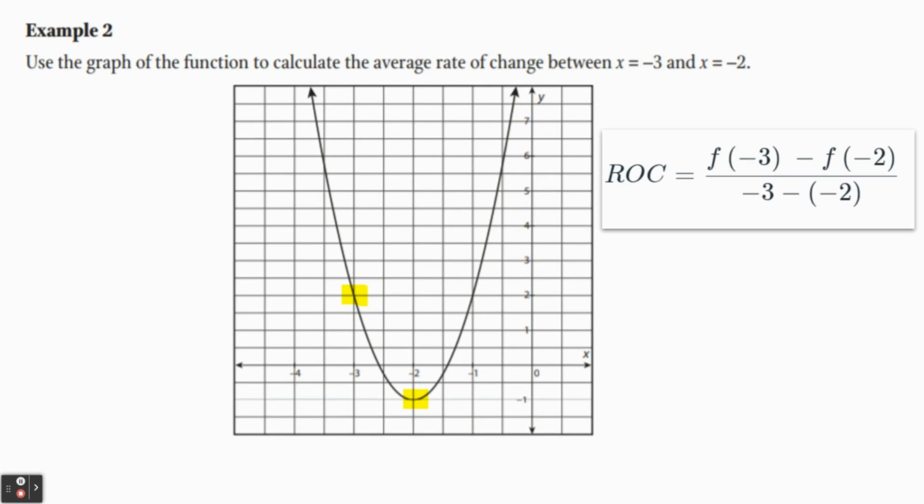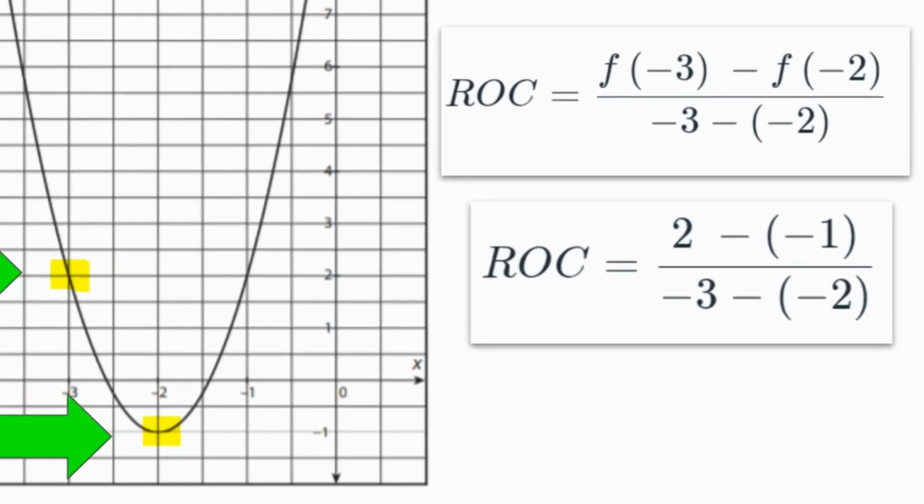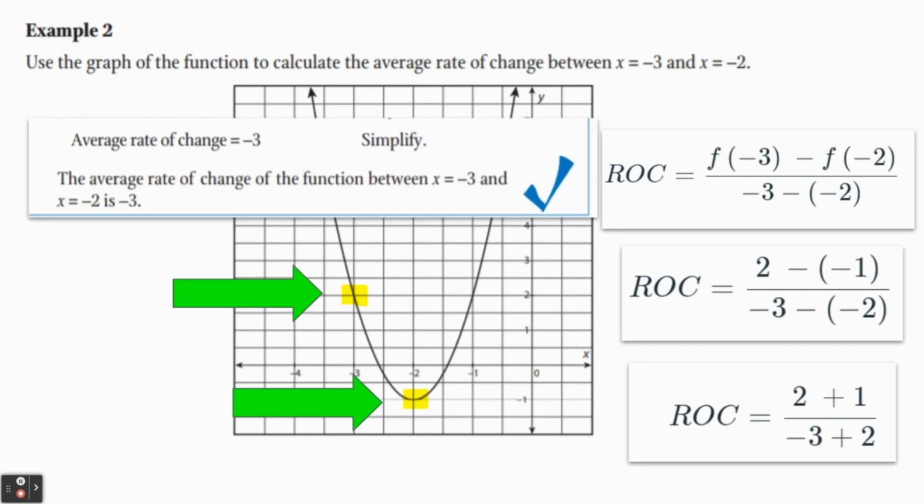So there's our rate of change formula. We're going to plug in the y value for negative 3 first, which we said was 2. And then the y value at negative 2 is negative 1. Now, we have to really be careful here because the slope formula has the subtraction symbol. So our rate of change is going to be 2 minus negative 1, which is really 2 plus 1. And then the denominator is going to be negative 3 minus negative 2, which is, again, addition. So be careful. So our final answer is going to be negative 3.